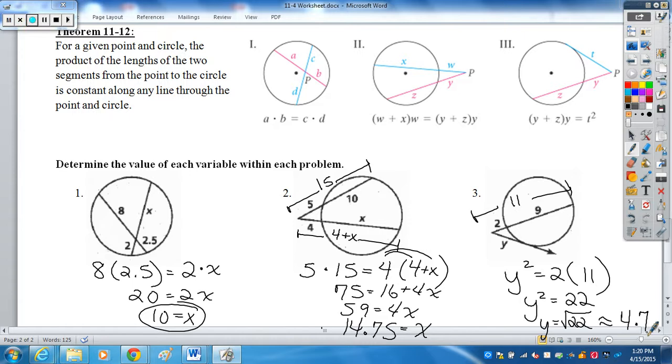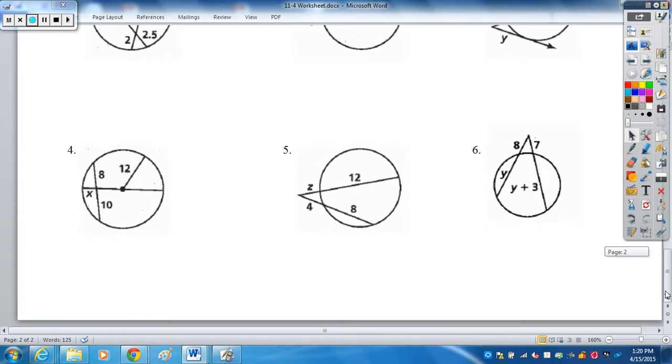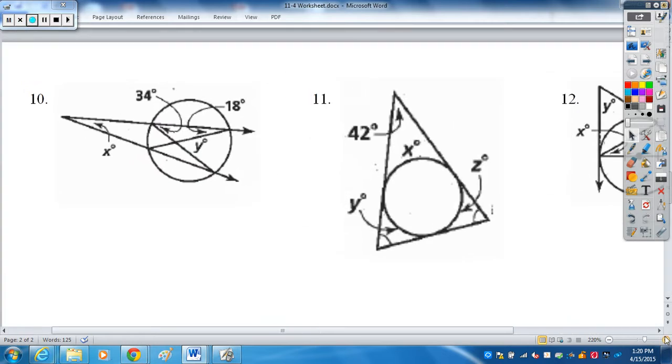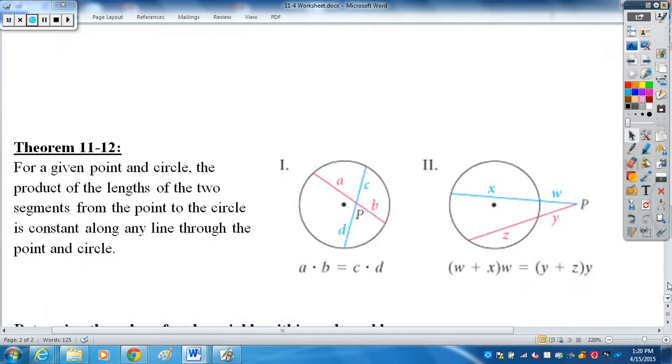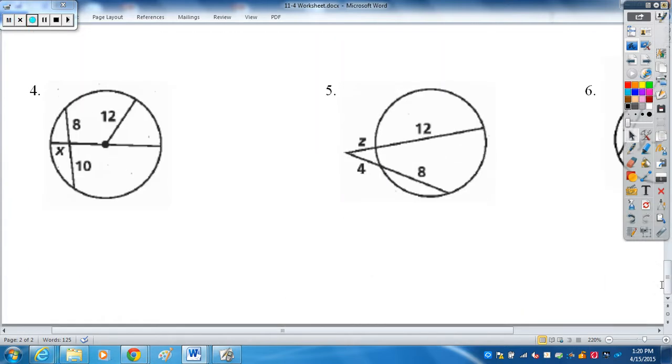Pretty straightforward. Now, things do get a little bit more tricky both in setup and solution for numbers 4 and 5 here. Let me make this maybe a little bit bigger if I can, to have more space to work. Okay. Number 4, here's what I'd like you to do.